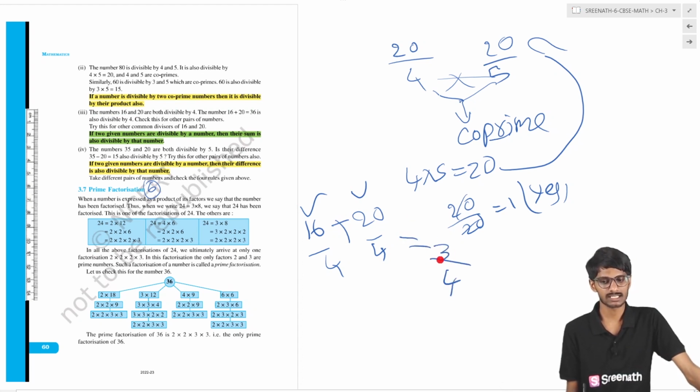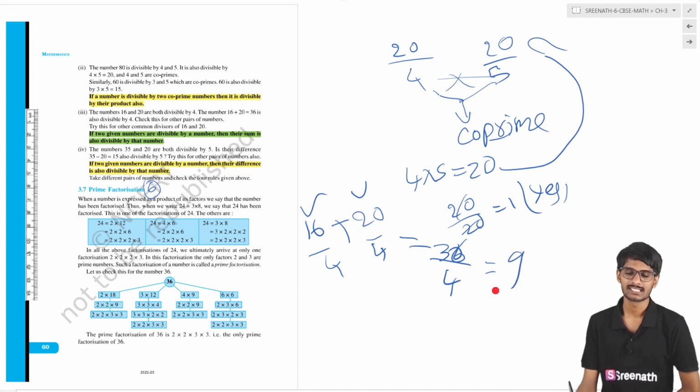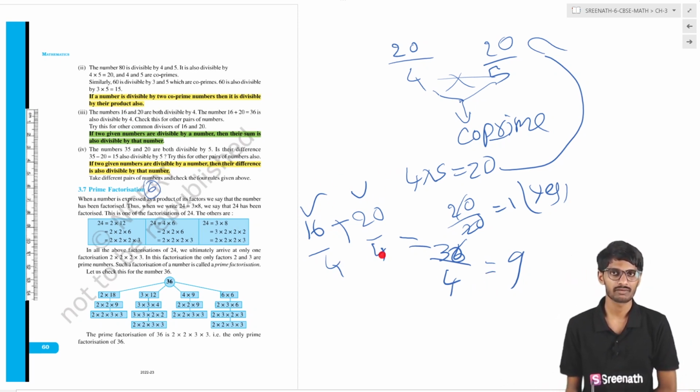So what is the sum? That is 36. So we can easily divide 36 by 4. How many times, students? You have to check how many times it is going to be. That is 9 times. So if there are two numbers and these two numbers are divisible by 4, then the sum of these numbers is also divisible by 4.